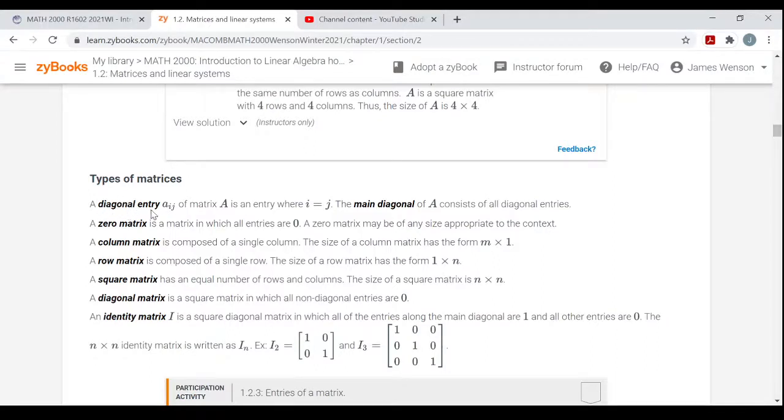A diagonal entry, Aij, remember this is the entry in the ith row, jth column. A diagonal entry of a matrix A, or whatever the matrix is called, is an entry where i equals j. So a diagonal entry is just all the entries where the row number and the column number are the same. So A11, A22, A33, A44, etc. Those are the diagonal entries of a matrix. The main diagonal of a matrix consists of all the diagonal entries.